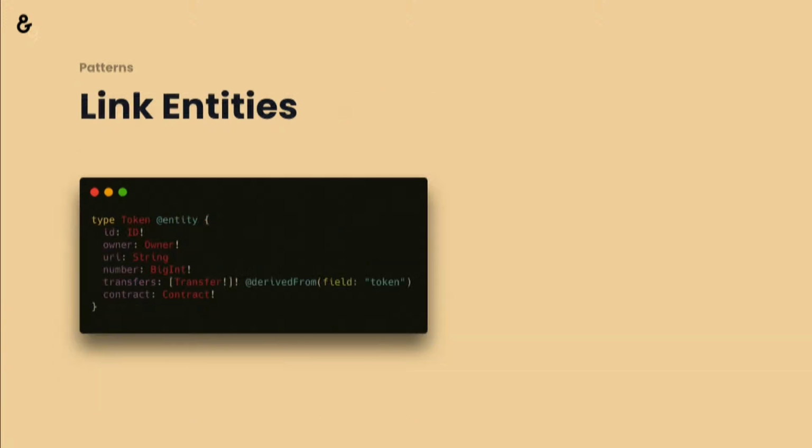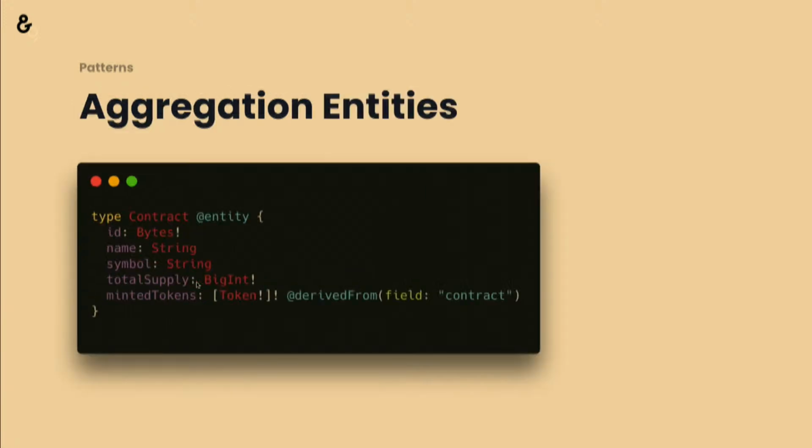And in the schema, you want to link the entities. So here the contract and the transfers are linked. And you also have aggregation entities where you store counts. For example, Uniswap has aggregation entities, so they store one line for every day, and then they just start to do these counts, so that in the end they can display their charts.